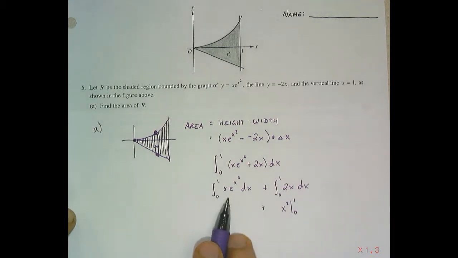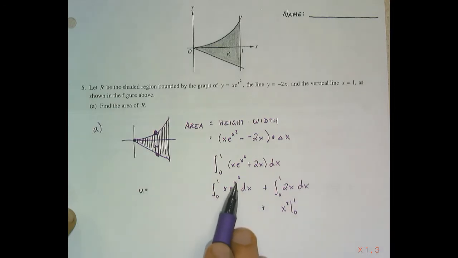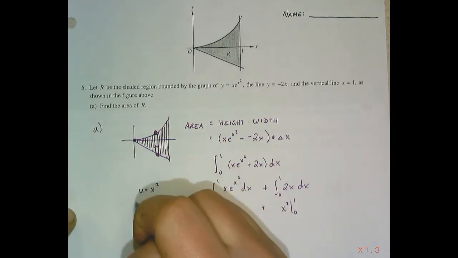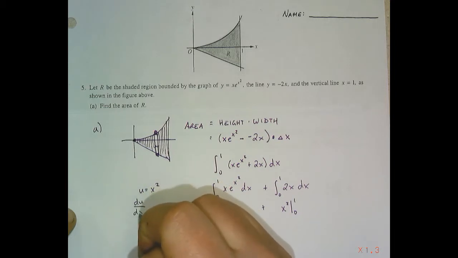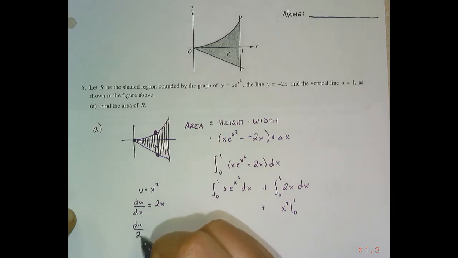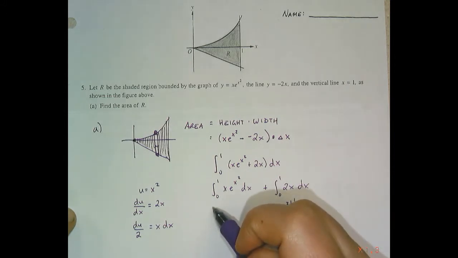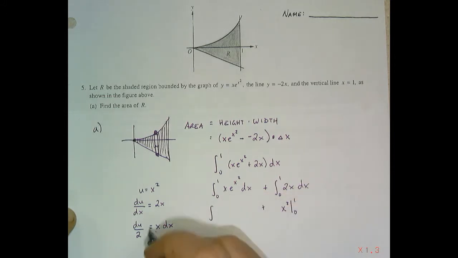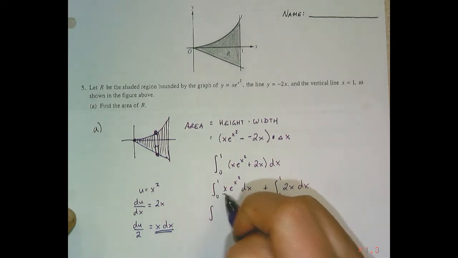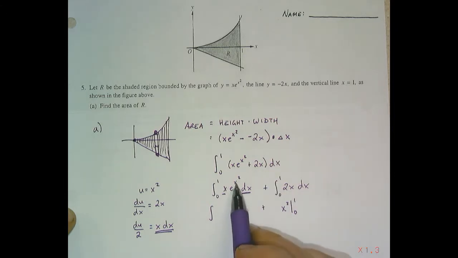This antiderivative requires a little bit more work. It is a u substitution problem. So off to the side, I'm just going to make a note. u is equal to x squared. This means du over dx is 2x, or du over 2 equals x dx. And so when I rewrite the integral expression, x dx can be replaced with du over 2, and my e to the u is now this expression.